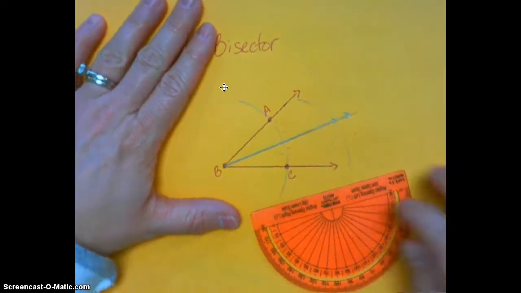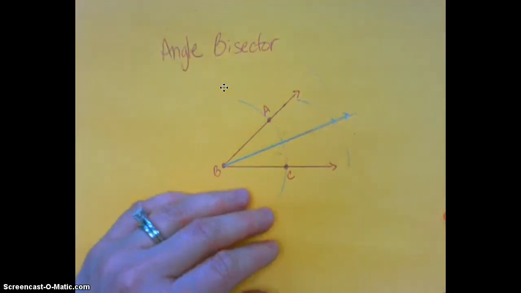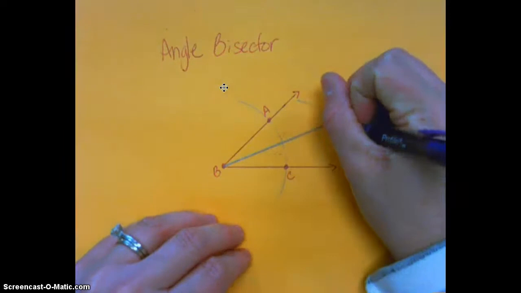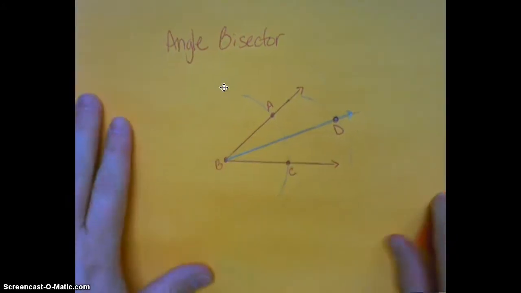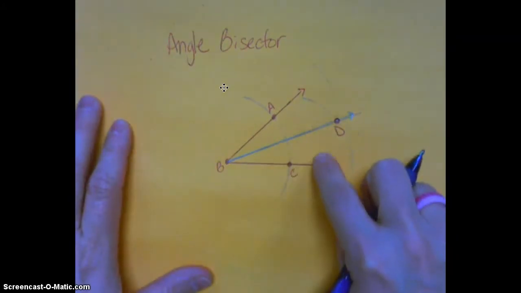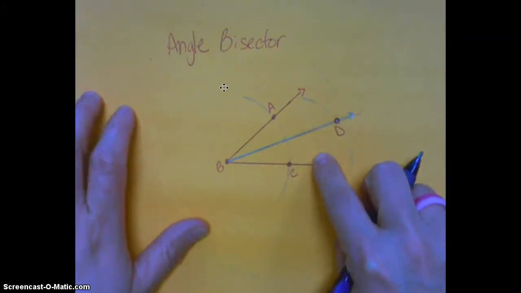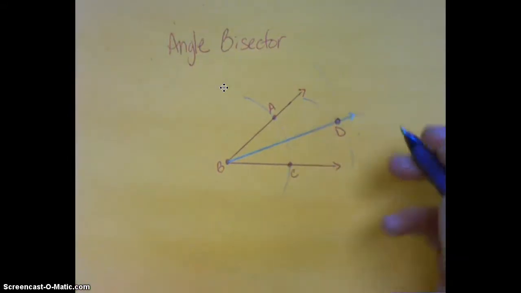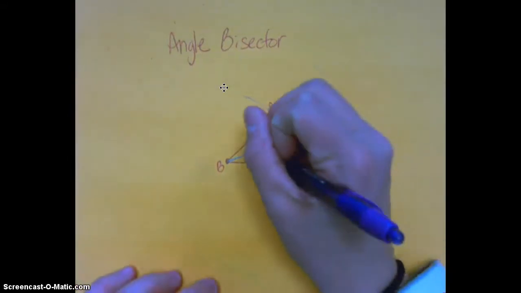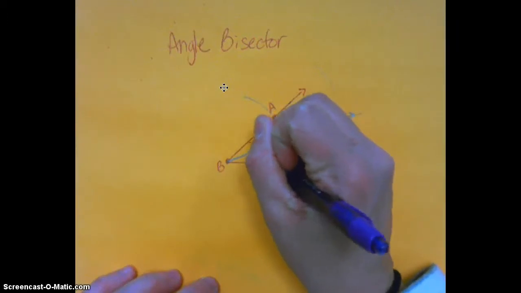Okay, so now let's call this point that was on my angle bisector point D. Now there's a couple things that we know about this angle bisector. If you were to take your protractor and measure each of these angles, you would see that the angles are equal in measure, which means they're also congruent figures. So to mark that in the sketch, we put a little arc and a tick, arc and a tick.